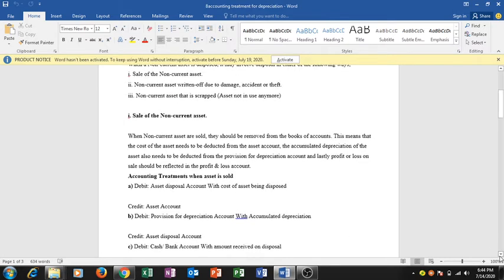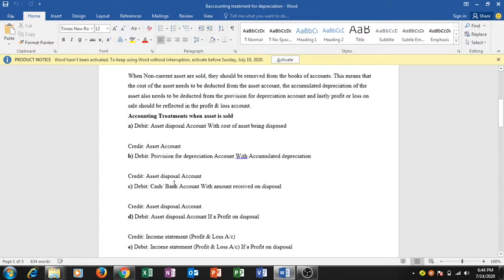Then the third case, you will record now. Remember, when you sell something, you are going to receive some money. That money will come into the business in the form of cash or check. If it is in the form of cash, we shall debit the cash account. If it is in the form of check, we are going to debit the bank account with the amount received on disposal. Then we credit the asset disposal account.